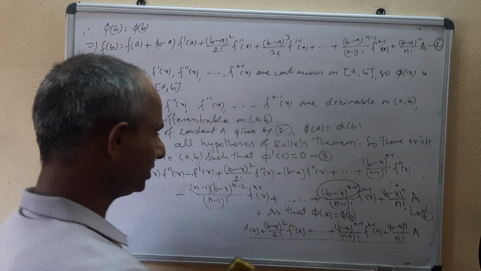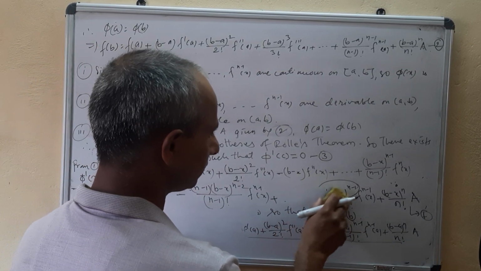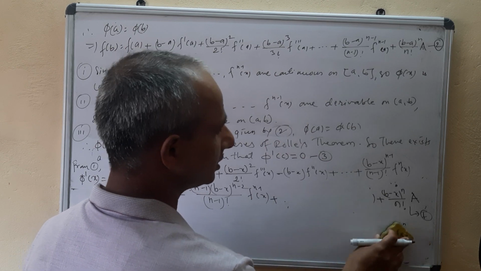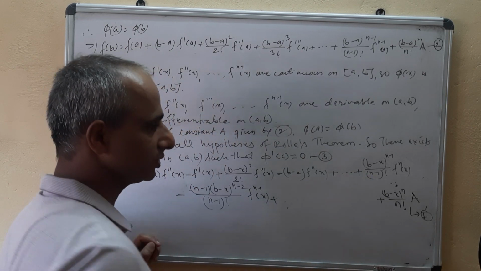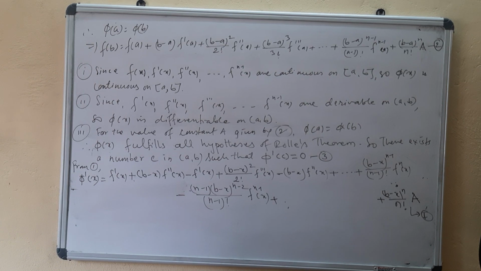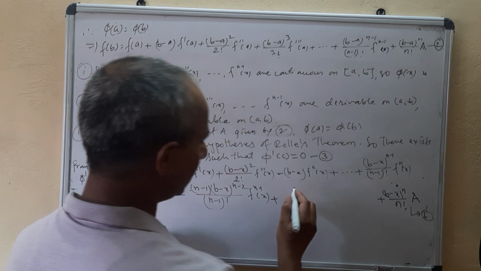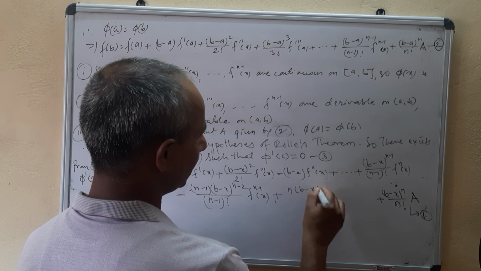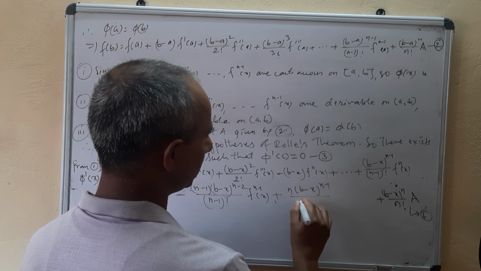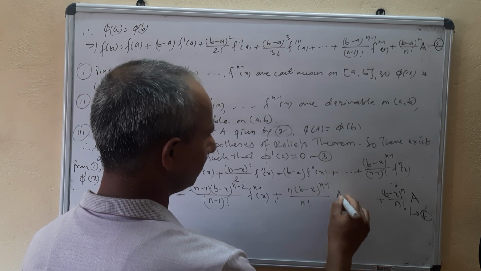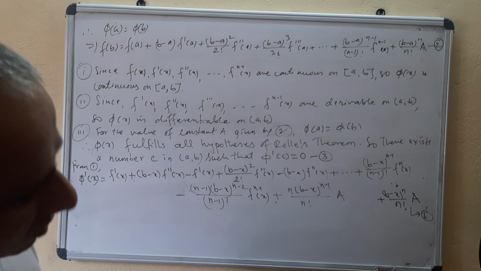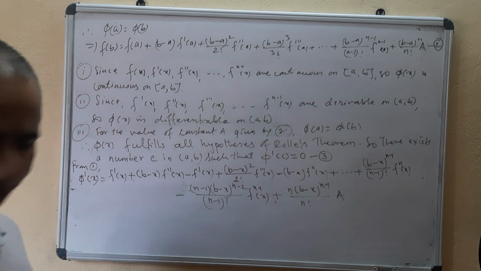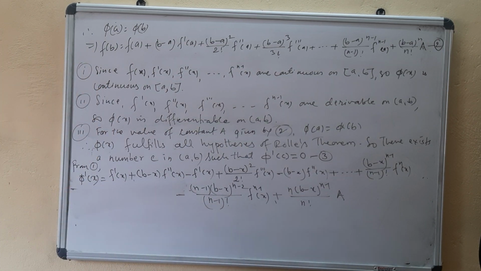And now let's differentiate the last term. The last term is b minus x whole power n upon n factorial, and we need to differentiate only this one term here. Its derivative will be n times b minus x whole power n minus 1 upon n factorial times a. A is a constant, so we are not using the product formula here. So we got this phi dash x.